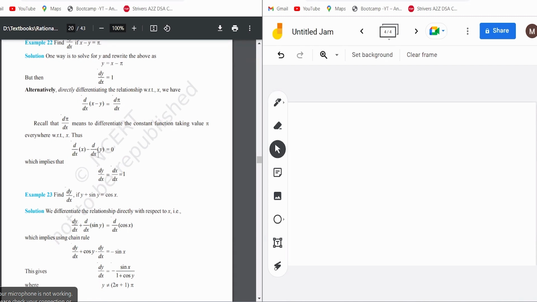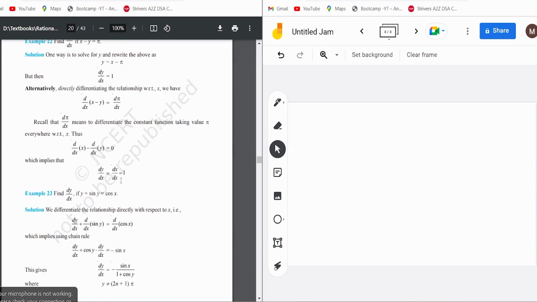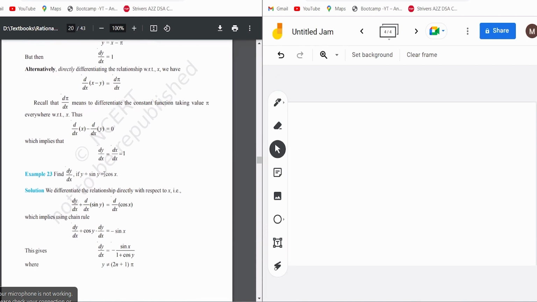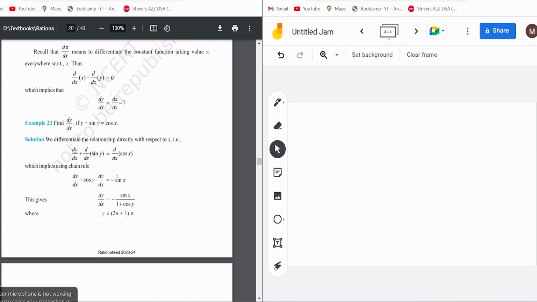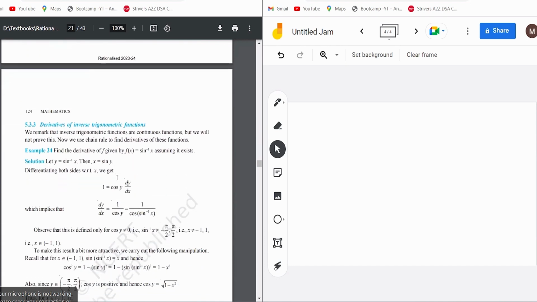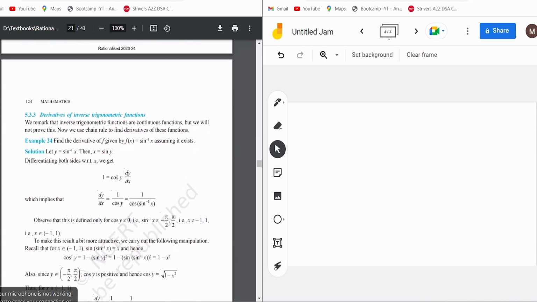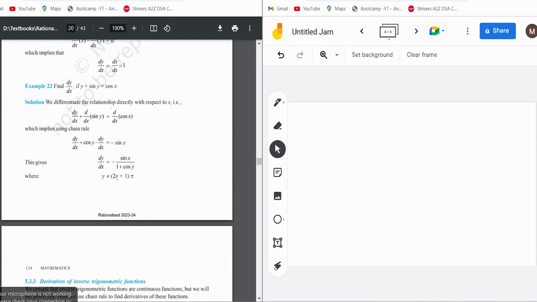तो अपने पास dy by dx क्या आ गया, 1. सो इस तरीके से अपन लोग सॉल्व करेंगे. अपन दोनों तरफ डिफरेंशिएशन ले लेंगे, दोनों तरफ डिफरेंशिएशन लेकर दोनों को dy by dx के रिस्पेक्ट में डिफरेंशिएट करेंगे, and then we will get our answer. ठीक है, तो ये तो केस हो गया अपना इम्प्लिसिट फंक्शंस का.